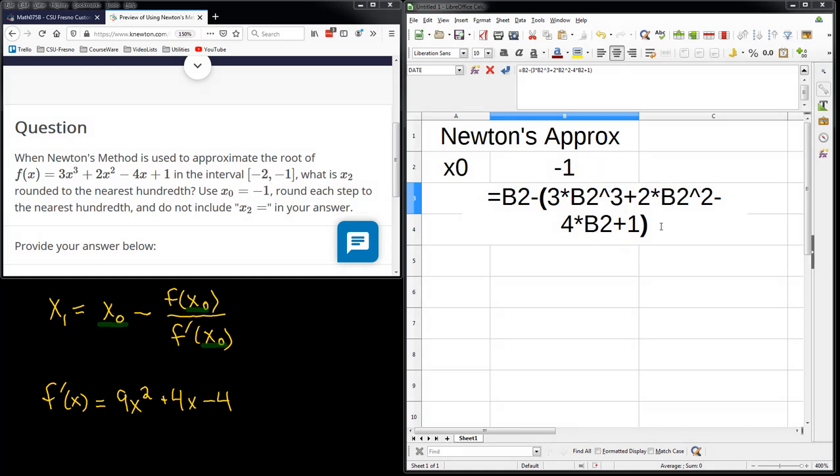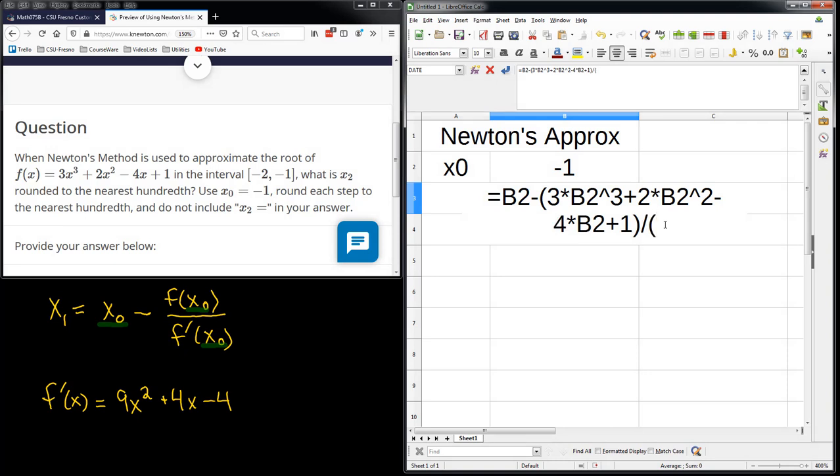Okay, and we're not done with the formula yet, because if I look here at the Newton's method algorithm formula, I now have to divide by f prime of x0. For convenience, I went ahead and found the derivative. The derivative is really easy, but I wrote it down here for easy reference. The derivative of f is 9x squared plus 4x minus 4. So I'm going to type that in here.